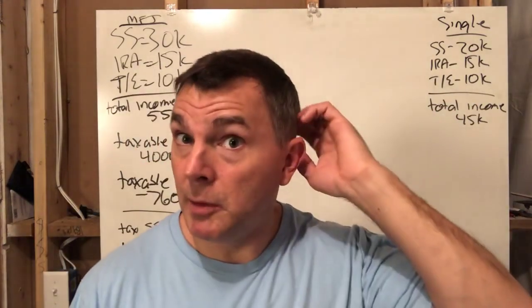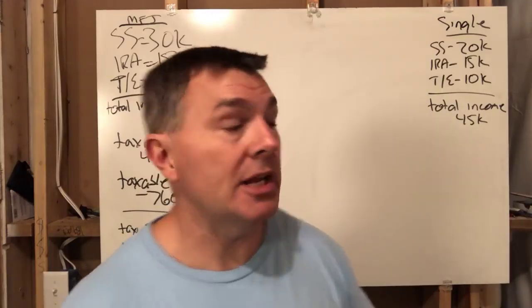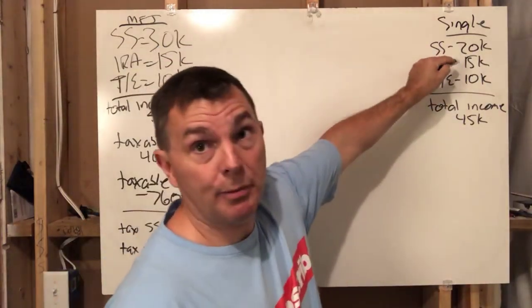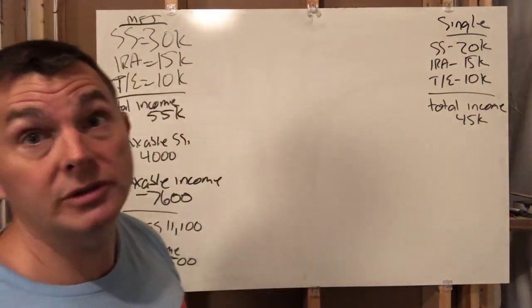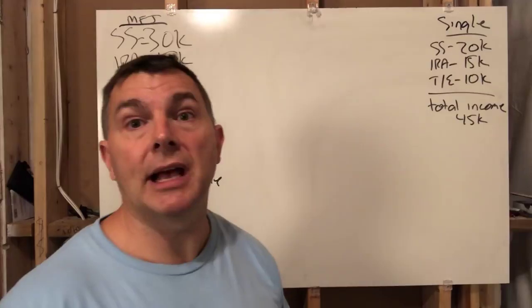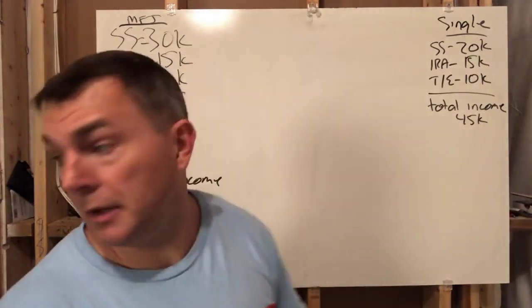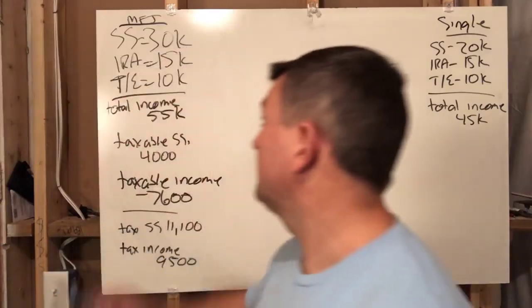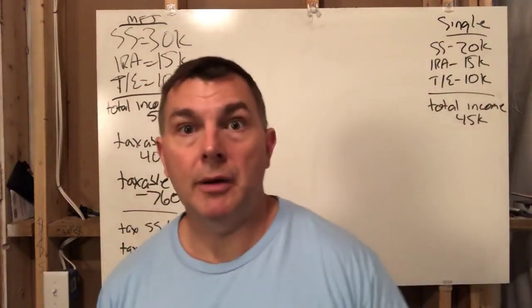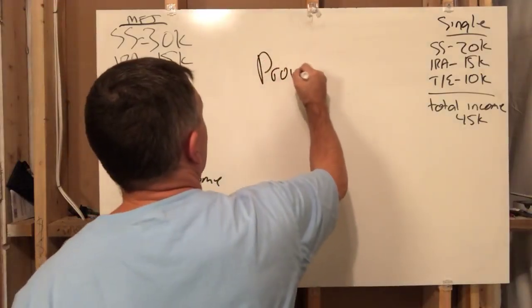still has the same IRA distributions because the same required minimum distributions are applicable to her because we're the same age. So that doesn't change. The only thing that changes from her income perspective is she loses her own Social Security. So she loses $10,000. And of course, she still has her $10,000 of tax-exempt interest. So her total income is $45,000, which is $10,000 less than what we had together as a married filing joint couple.